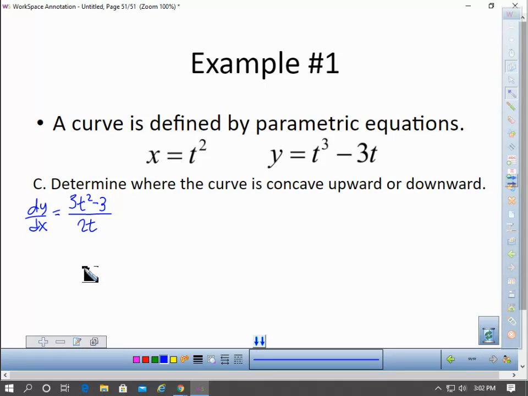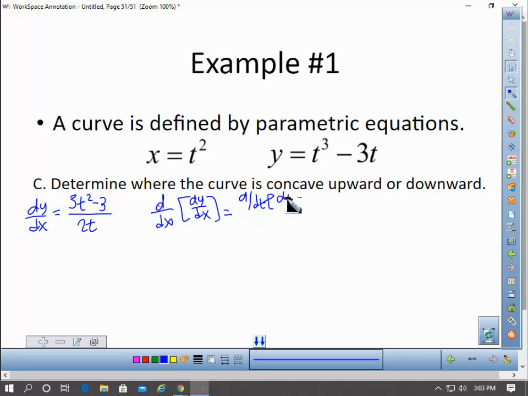So then we want to find the second derivative. All right, so our second derivative, d squared y over dx squared, is going to equal d/dt of dy/dx divided by dx/dt. That's your little rule. So what you do is you take the derivative of your first derivative in terms of t's, and then you divide by dx/dt again.